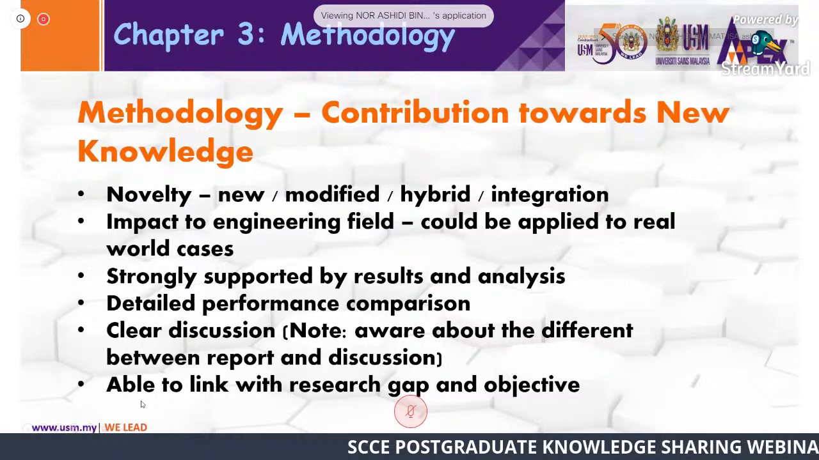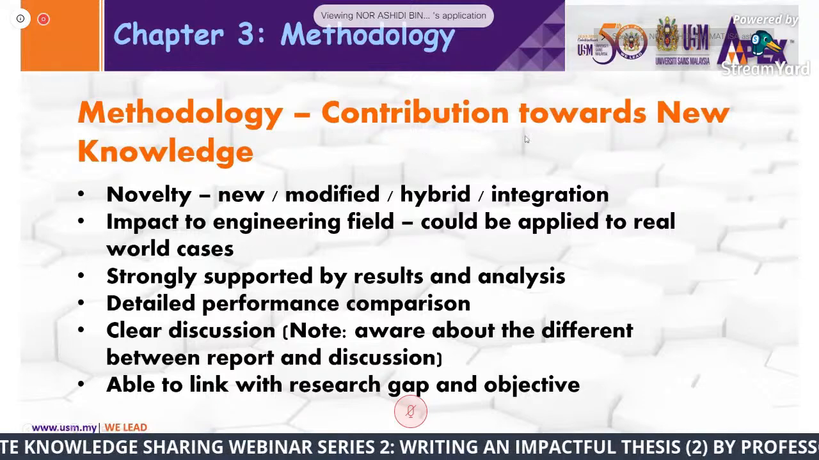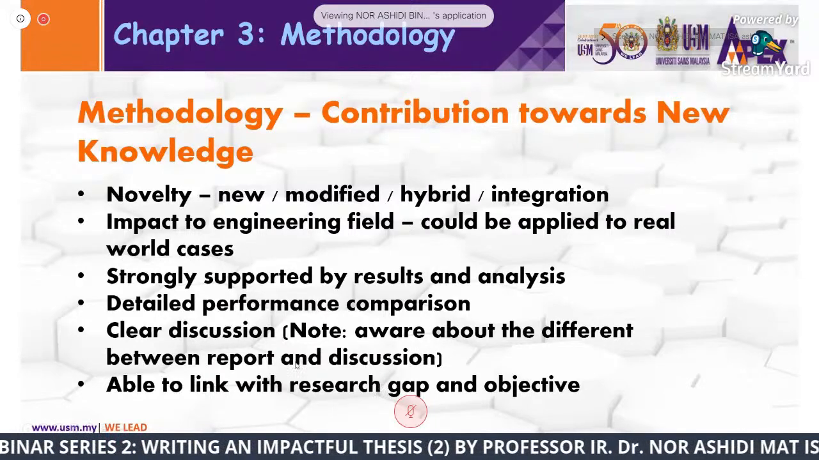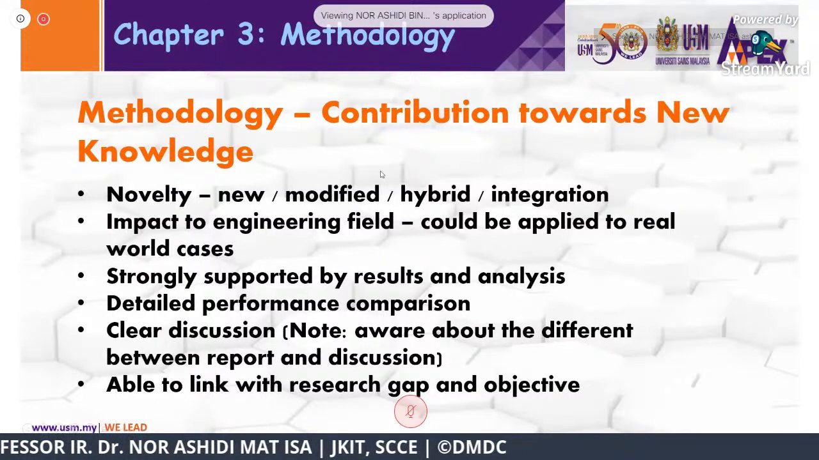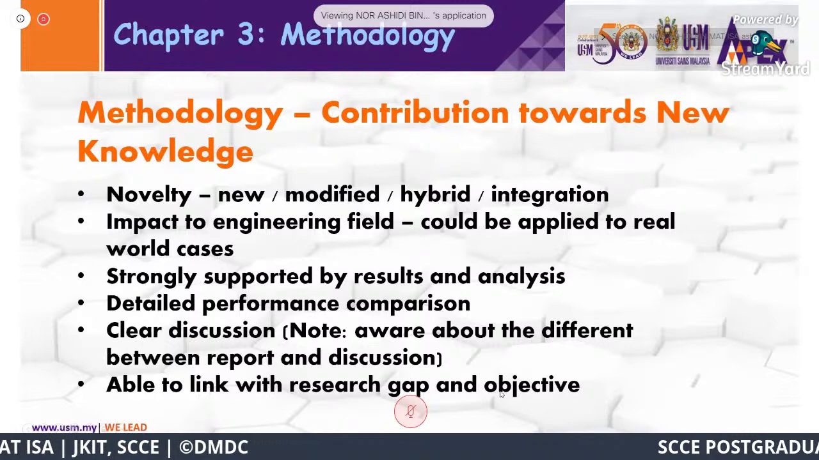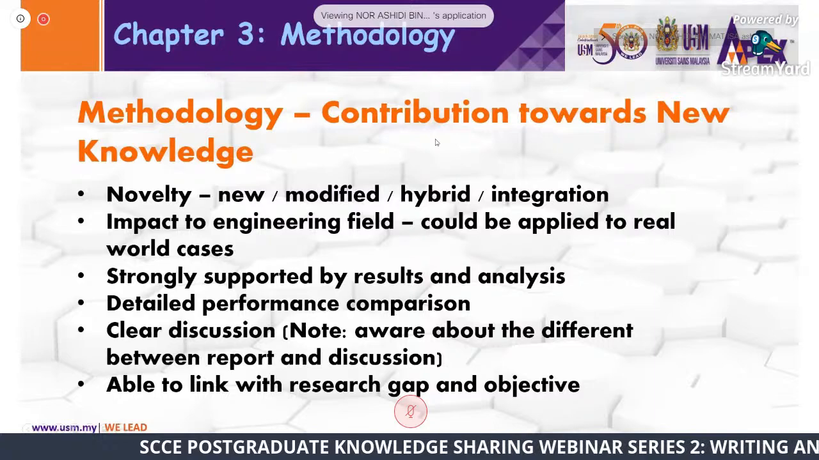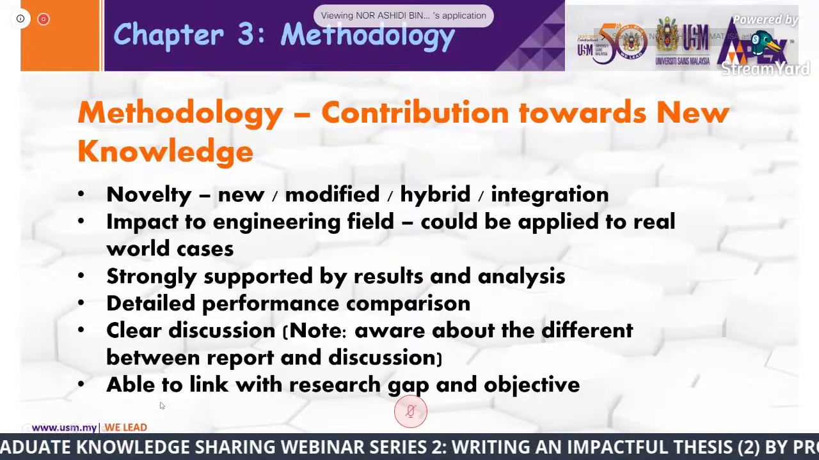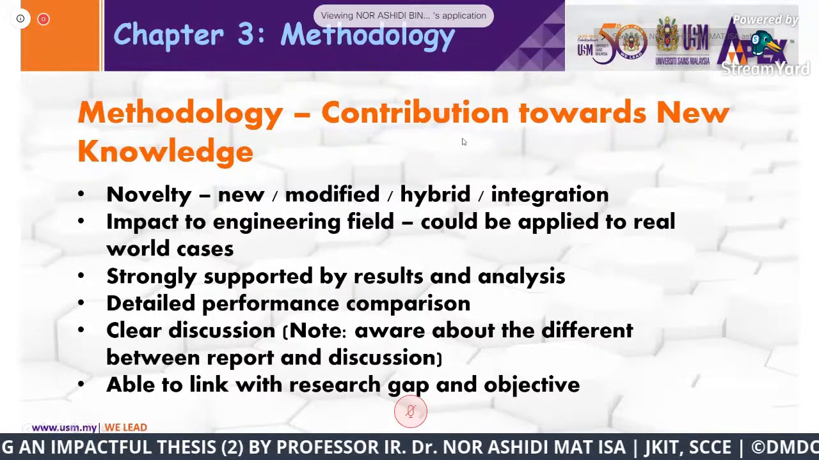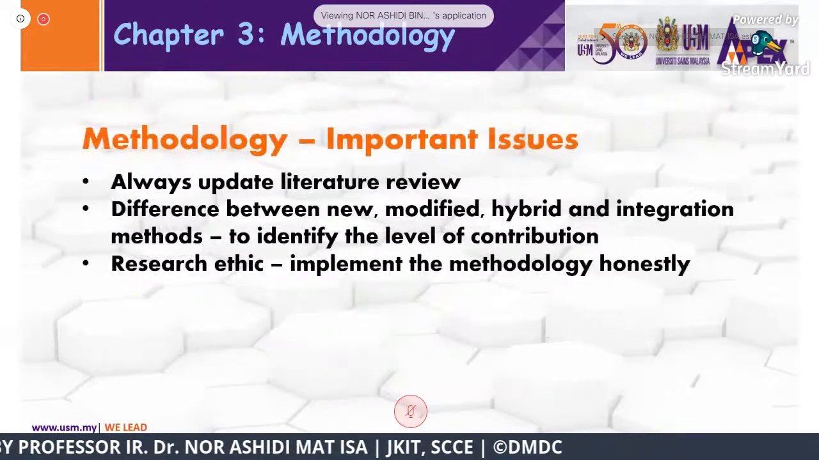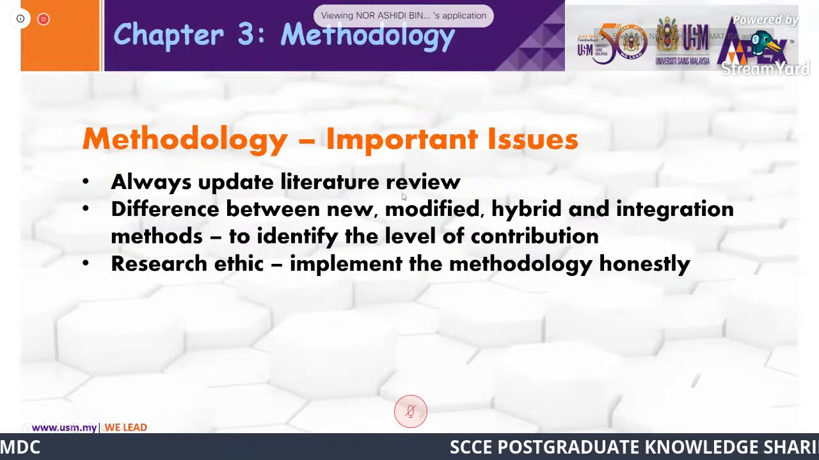And then you need to be able to link with your research gap and objective. So your new knowledge must be able to answer your research gap and achieve your objective. Okay, so by being able to link these two, then we can say that you already contribute towards new knowledge. If you cannot link them, then the contribution towards knowledge is not here. Okay, so an important issue: always update your literature review to make sure that your techniques are not outdated.